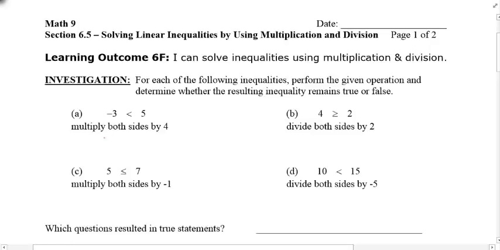Negative 3 times 4 is negative 12. 5 times 4 is 20. Is negative 12 still less than 20? You bet. So this is true.